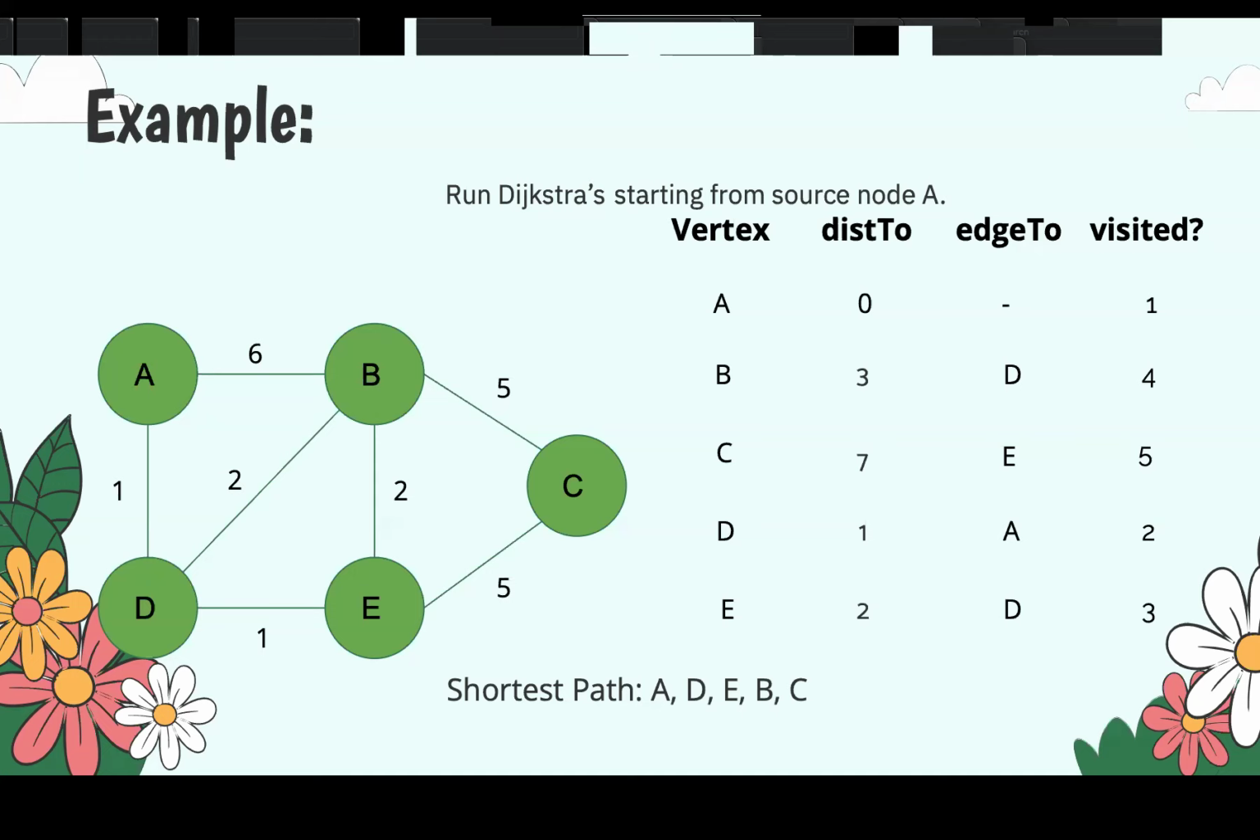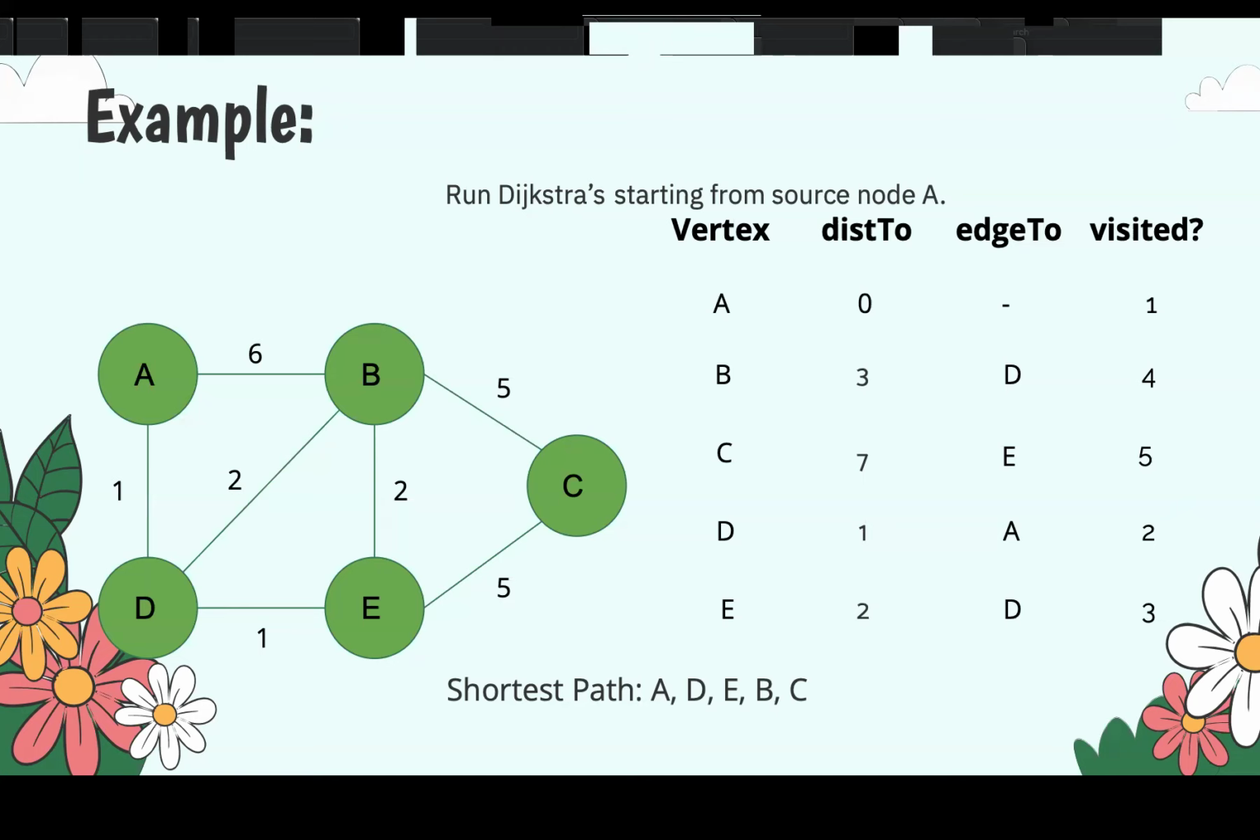Let's say we use Dijkstra to find the shortest path from B to C. How would you show the shortest path? If we had a question like that, I would write out the vertex, dist2, edge2, and visited columns like myself, and then I would just run Dijkstra's. And the way you would find the shortest path is you would look at the edge2 array. So you would see what the edge2C is, which is E, and what the edge2E is, that's D.